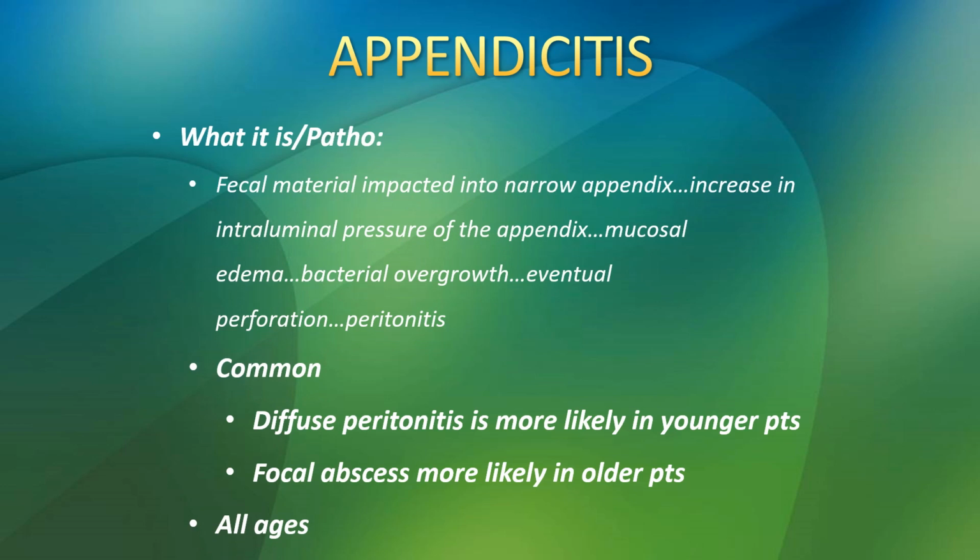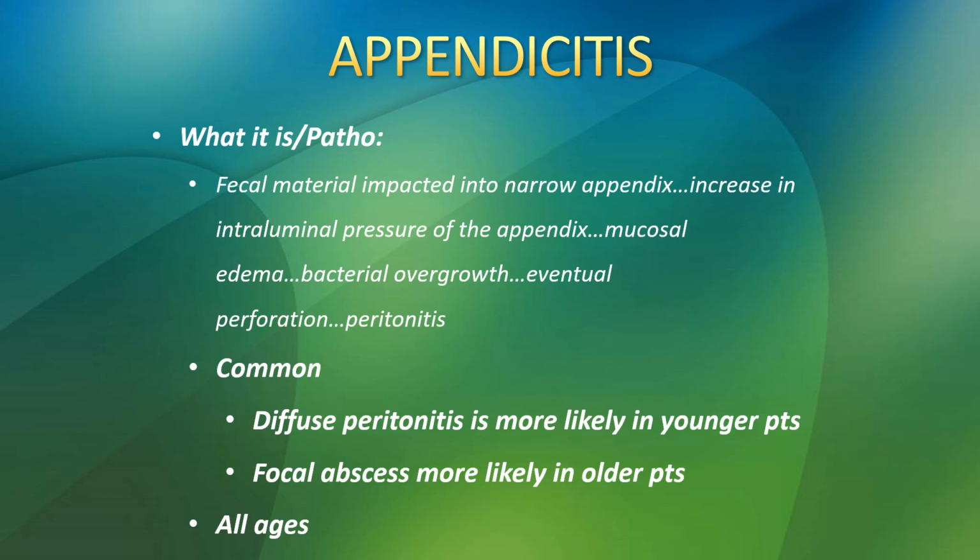It is basically fecal material that's gotten stuck inside the appendix, and this causes increased pressure, and then edema happens because of the pressure and the injury to the tissue. Mucosal edema occurs, extra fluids go to the space, extra blood goes to the space. There's also stool in the space. So then there's bacterial overgrowth, and eventually this leads to perforation, which then can lead to peritonitis.